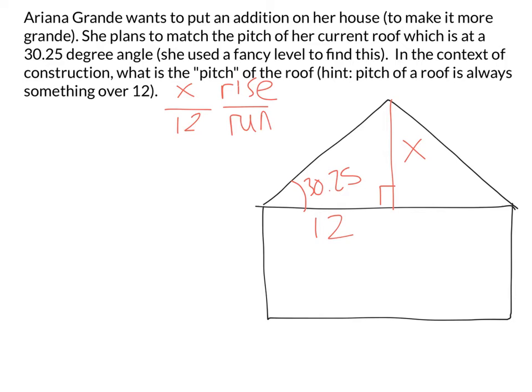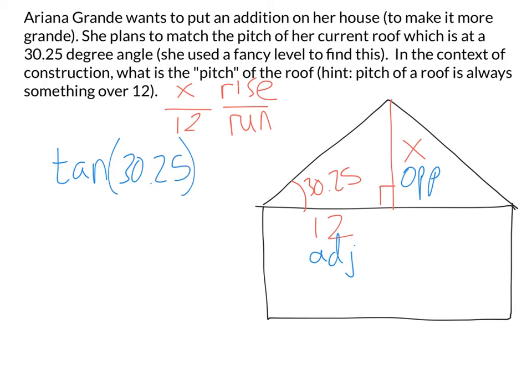Well, let's think about this with right triangle trig. What's across from the 30.25? That's my opposite side, which is x. Across from the angle is my opposite. Next to it is my adjacent. What uses opposite and adjacent? Did you say tangent? I thought I heard you say tangent from wherever you're watching this video. That's excellent. So if I take the tangent of the angle of that roof, I can set it equal to my opposite over my adjacent, my rise over my run.